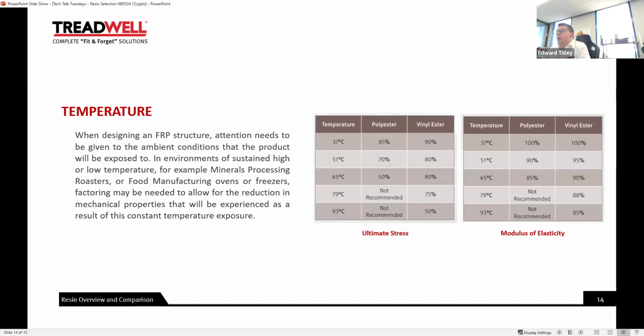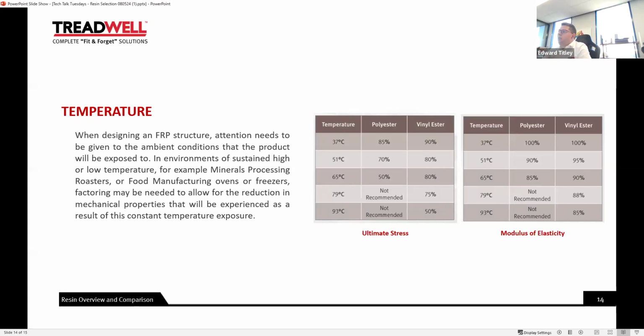So lastly, just before we wrap up with the Q&A session, sorry we're running a little bit over time. Temperature. Now we've mentioned temperature, and by that we don't mean the sun shining on it or something like that. Hot day, cold day. We mean sustained, continuous temperature exposure. So mineral processing, roasters, food manufacturing, ovens or freezers, these sort of constant temperature environments.